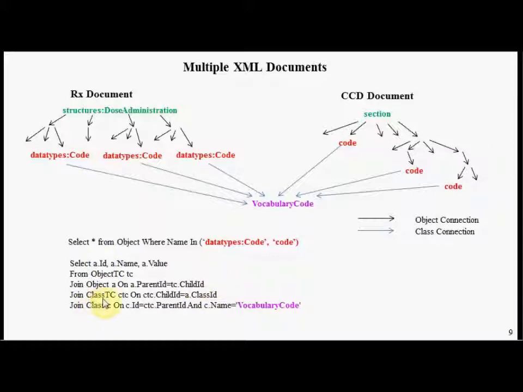And notice what we're using here is the transitive closure for the class table here. And we're looking at this superclass called vocabulary code. The advantage of this now is if I add new XML documents here that have different attributes referring to code, I don't have to change this query. It's always correct. This is an example of something called a polymorphic query.